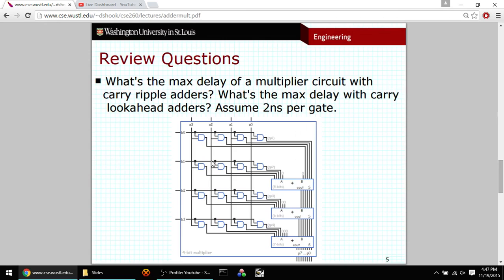How do AND gates relate to multiplication? It's kind of the same thing, right? So what are the values that I'm multiplying? I've got zeros and ones, right?